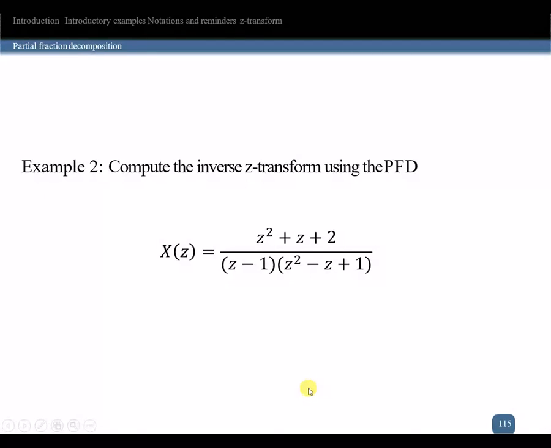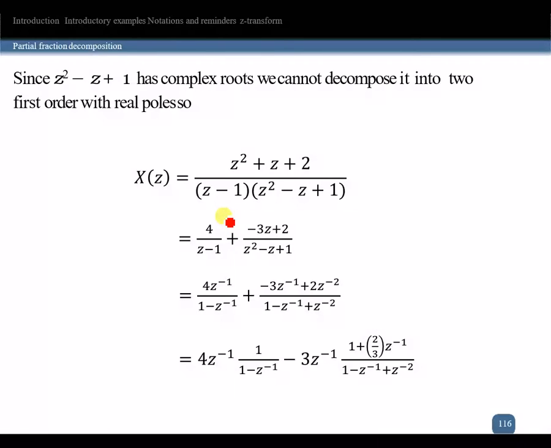Another example that we can solve about the problem is (z² + z + 2) / ((z − 1)(z² − z + 1)). As you remember, in the partial fraction you can divide it into A divided by (z − 1) plus (Bz + C) divided by (z² − z + 1). You can find the coefficients A, B, C. This one I didn't calculate, you can easily find it yourself and compare with this result.